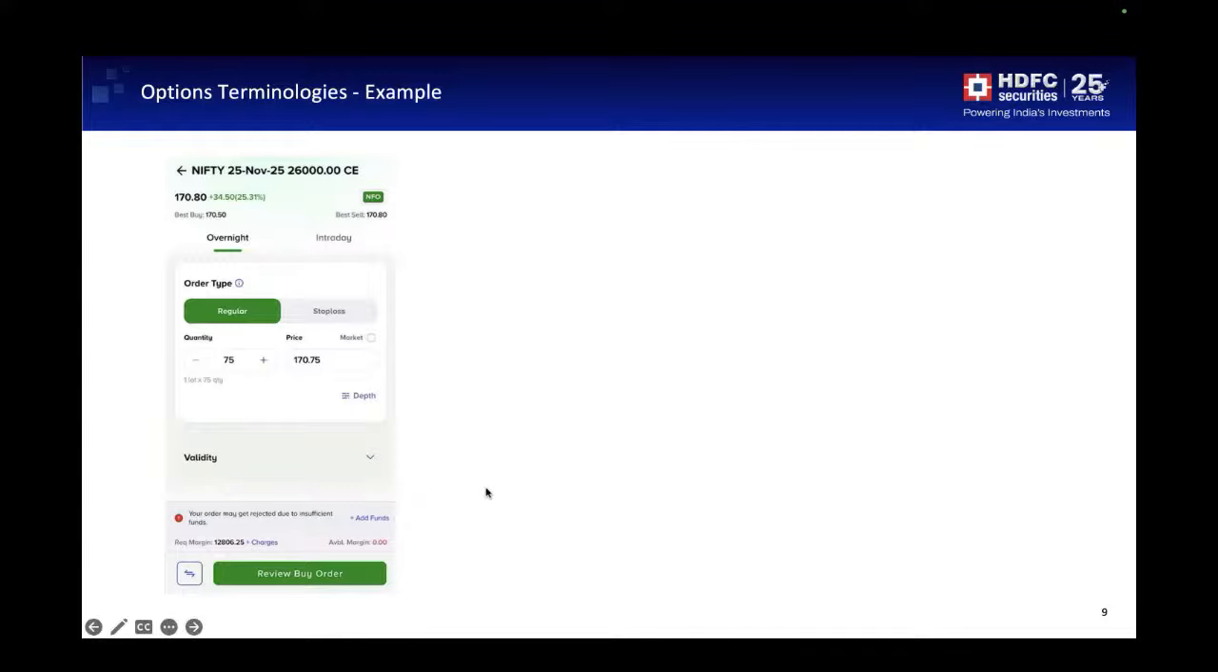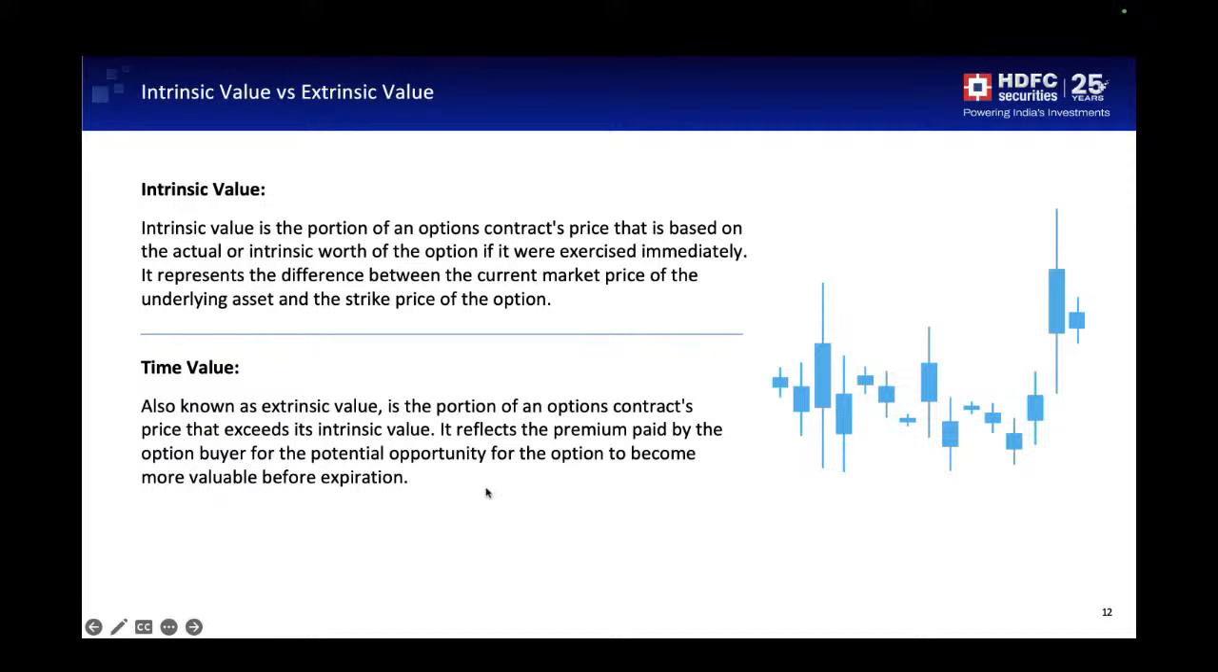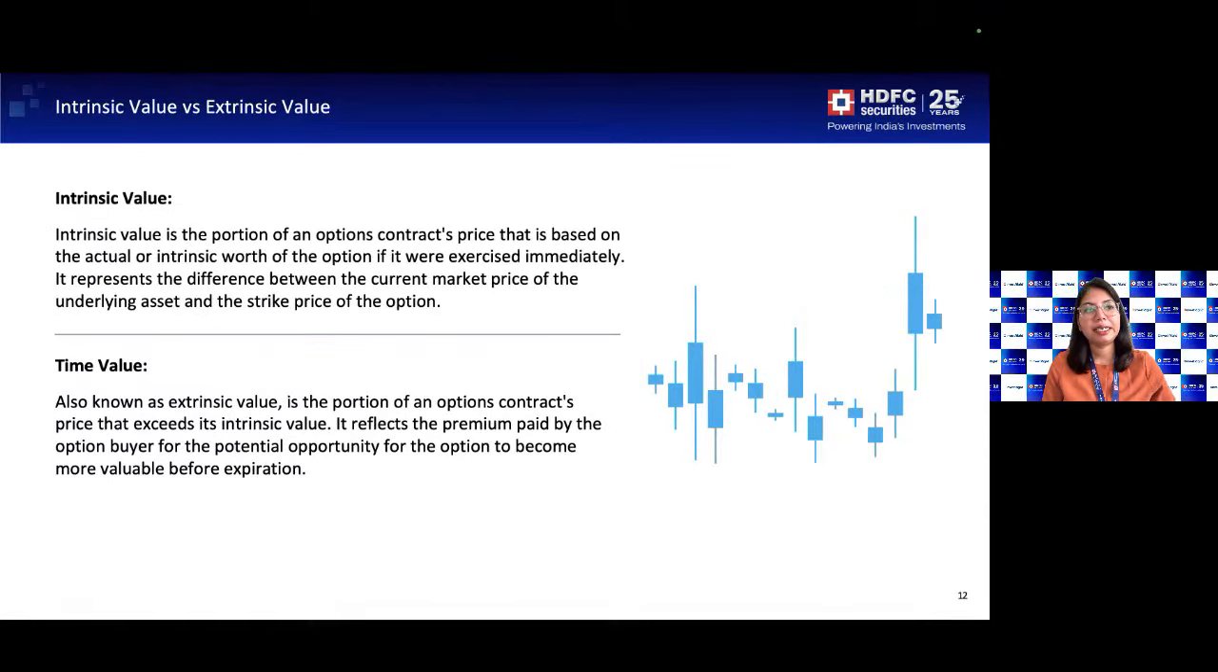All right, now let's go forward. Now we talked about the premium of the option. Let's say we saw that the Nifty 26,000 call option was priced at 170 rupees. So how is that 170 rupees derived? How do we decide that a certain option should be priced at this particular price? It basically has two parts. One is intrinsic value and another is extrinsic value or the time value. Intrinsic value is the basic worth of that option, the minimum worth of that option.